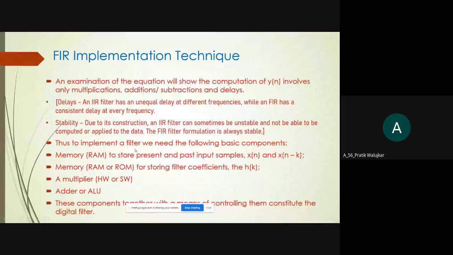Thus, to implement a filter, we need the following basic components: memory RAM to store present and past input samples, that is x of n and x of n minus k. Memory RAM or ROM for storing filter coefficients, the h of k. Multiplier, hardware or software. Next, adder or ALU. These components, together with means of controlling them, constitute the digital filter.